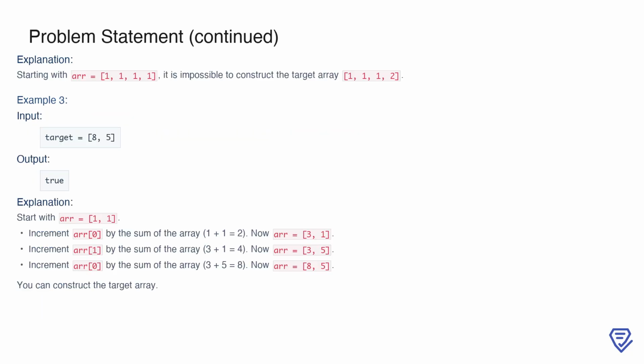Another example is target equals 8, 5. Starting with ARR equals 1, 1, we increment ARR 0 by the sum of the array, which is 2, resulting in ARR equals 3, 1. Next, we increment ARR 1 by the sum of the array, now 4, making ARR equals 3, 5. Finally, we increment ARR 0 by the sum of the array, which is 8, transforming the array into 8, 5. Here, the output is true because we successfully achieved the target array. These examples illustrate how the transformation process works and highlight when it is, or isn't, possible to construct the target from the initial array of all ones.